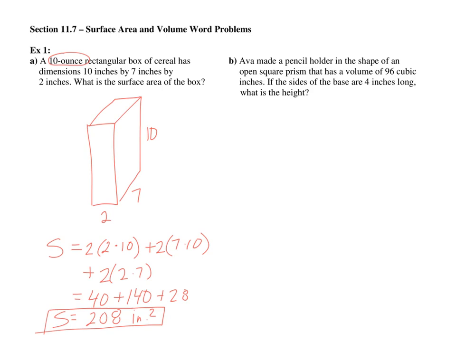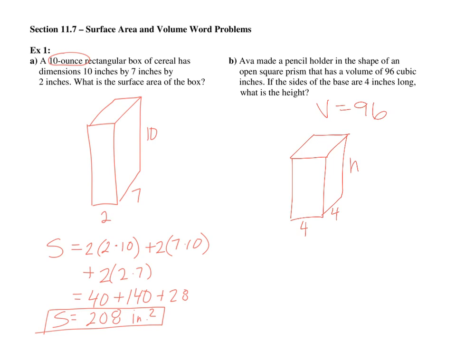Ava made a pencil holder in the shape of an open square prism that has a volume of 96 cubic inches. If the sides of the base are 4 inches long, what is the height? Okay, open square prism. All right, the sides of the base are 4. What is the height? I'll tell you this volume is 96 cubic inches.